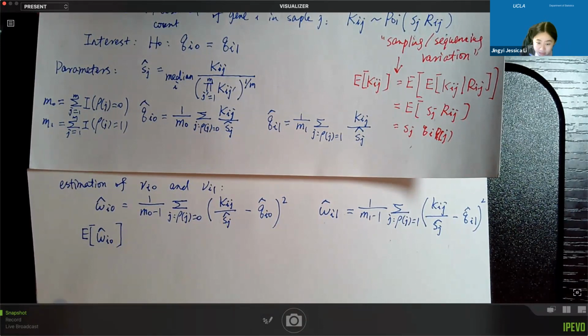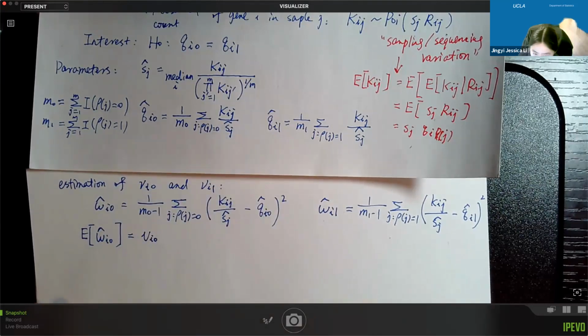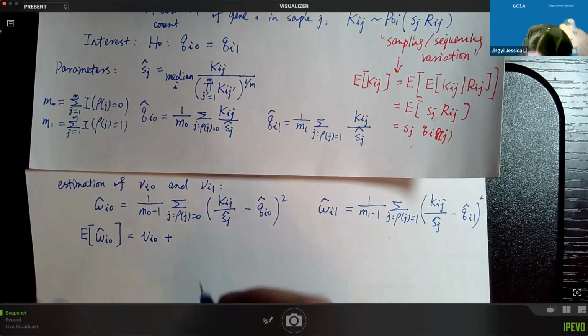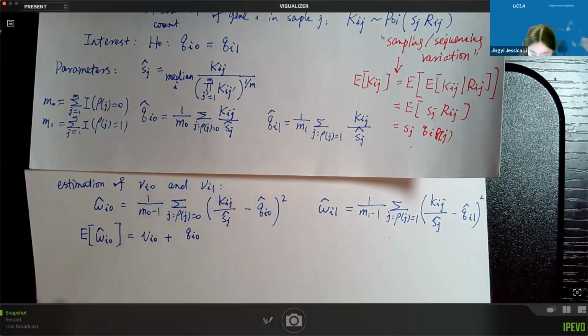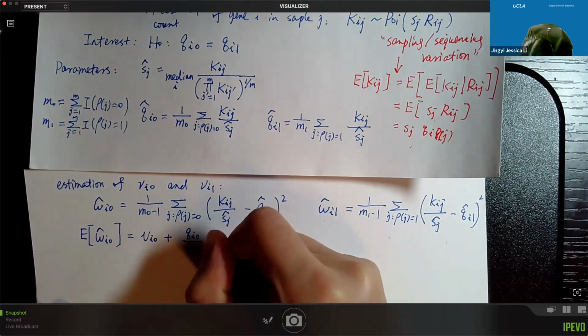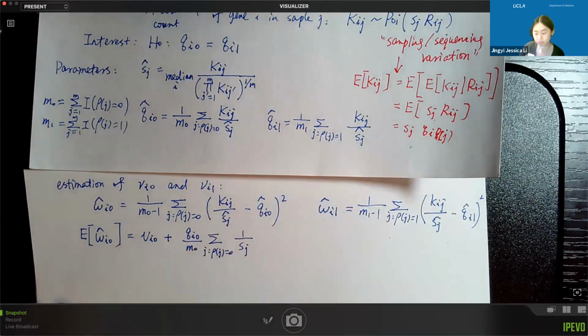Basically, we can show that this expectation is equal to mu I0 plus a term. And the term should be Qi0, the true parameter, divided by M0 plus the summation across the samples in condition 0 over Sj. So this is the bias term, right? Once we get everything out, they should not be random. Everything should be a constant. But still, how do we adjust this bias?